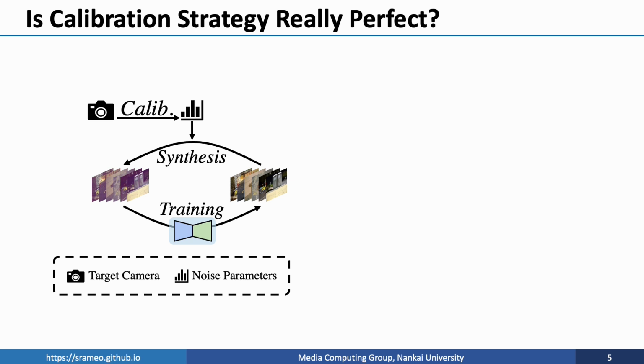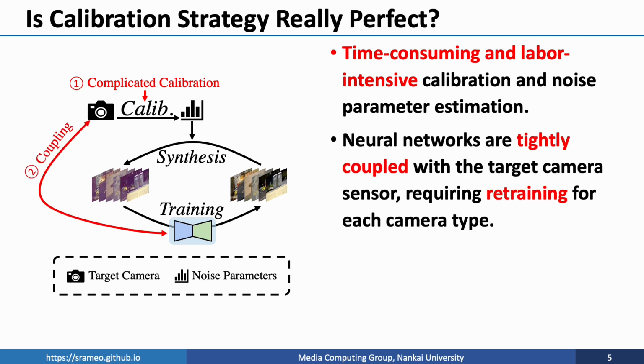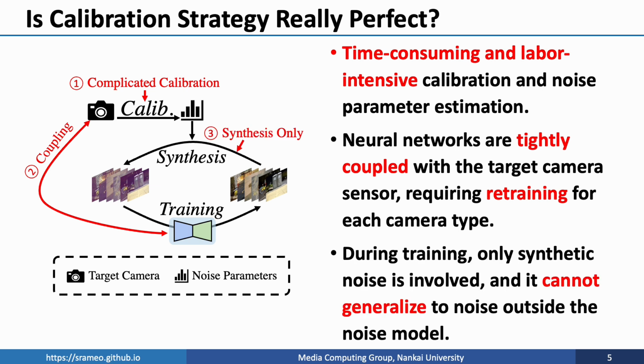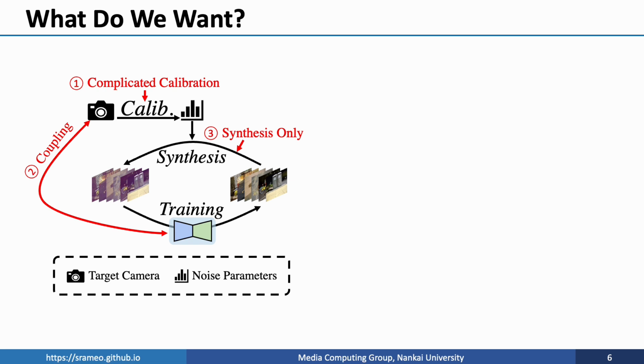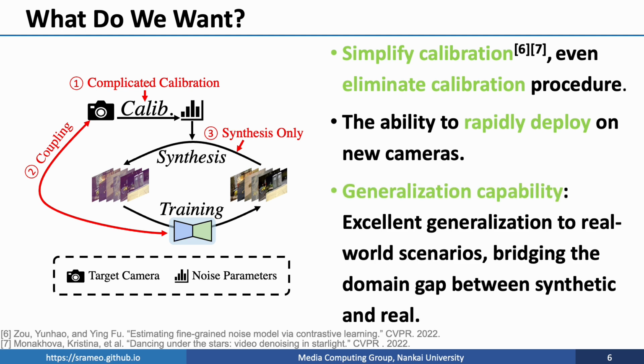Nevertheless, the calibration strategy has several disadvantages. For instance, it is time-consuming and labor-intensive, and neural networks are tightly coupled with the target camera sensor, so retraining is required for each camera type. Moreover, only synthetic noise is involved in the training process, so it cannot generalize to the part outside the noise model. Based on the observation, we aim to simplify calibration, generalize to out-of-model noise, and enable rapid deployment.